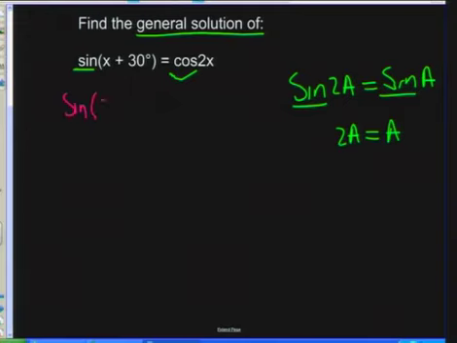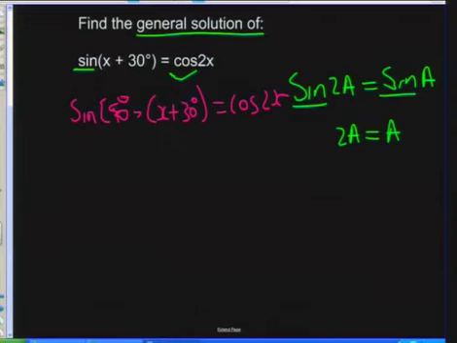Sine of 90 degrees minus x plus 30 degrees is equal to cos 2x, not sine, this should be cos. So I can change this to cos by minusing this angle from 90. Remember, if you use 90, sine changes to cos, and cos changes to sine. Then, since they're the same, I can drop this lot. Distribute the minus.